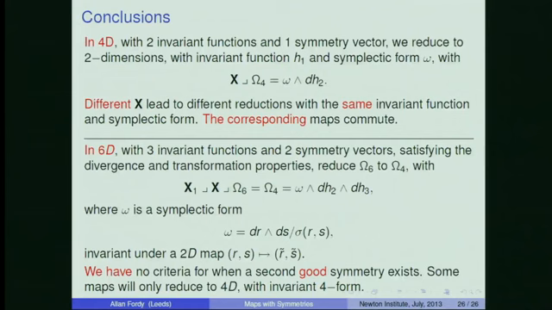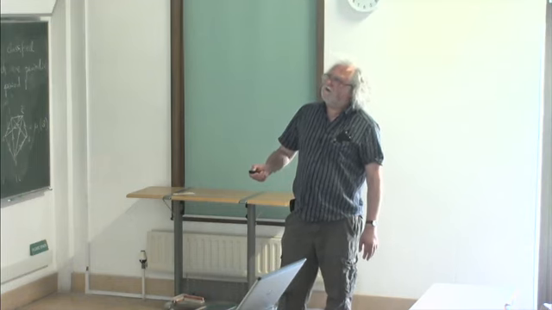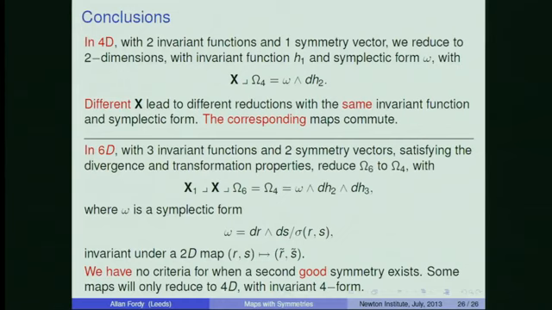In 6 dimensions, the general structure is you've got 3 invariant functions and 2 symmetry vectors, and you reduce down from 6 to 4, and the 4 has a special structure. It's omega, which is going to be the symplectic form on 2 dimensions, wedge dh2, wedge dh3, or dh1, dh3, whatever. This symplectic form will be of some structure like this. We give an example of this in the paper, but I didn't write it here. The map is invariant under this, and so is the function that you reduce.